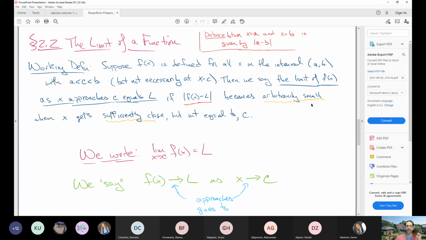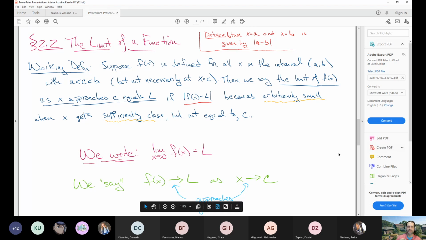Then we had that the limit of the function as x approaches c equals L means, or is defined by, that the distance between f of x and L, so we can think about the distance between two numbers as the absolute value of the difference, becomes arbitrarily small when x gets sufficiently close to, but not equal to, c.